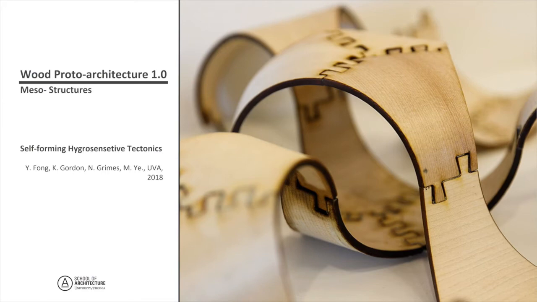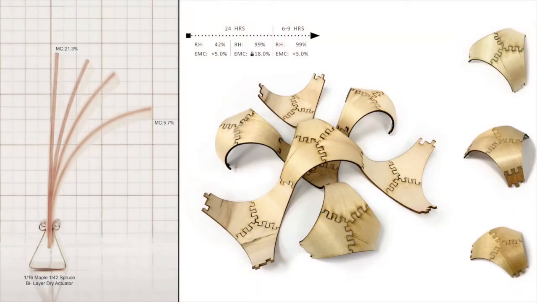Here is an example from fall 2018. Kirk, Nicholas, and Munge developed and constructed self-forming hygrosensitive tectonic. They examined and simulated hygroscopic behavior of woods to design bilaminated panels to generate self-forming meso-scale structural applications.